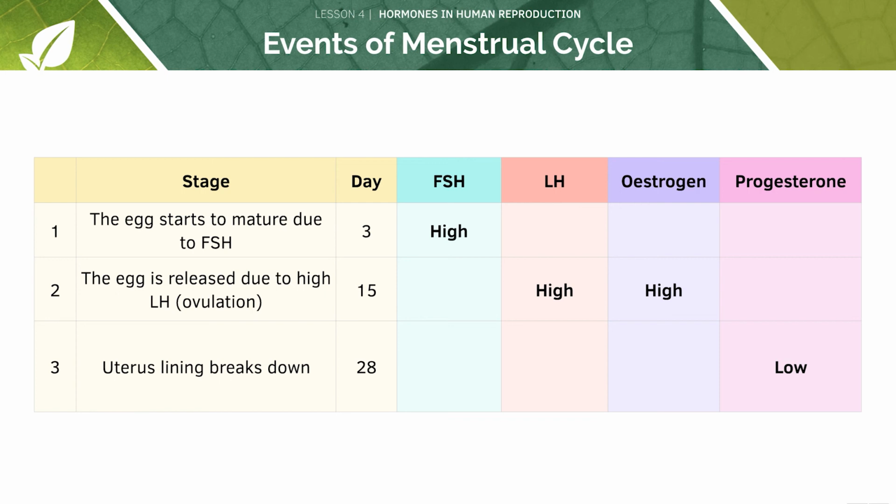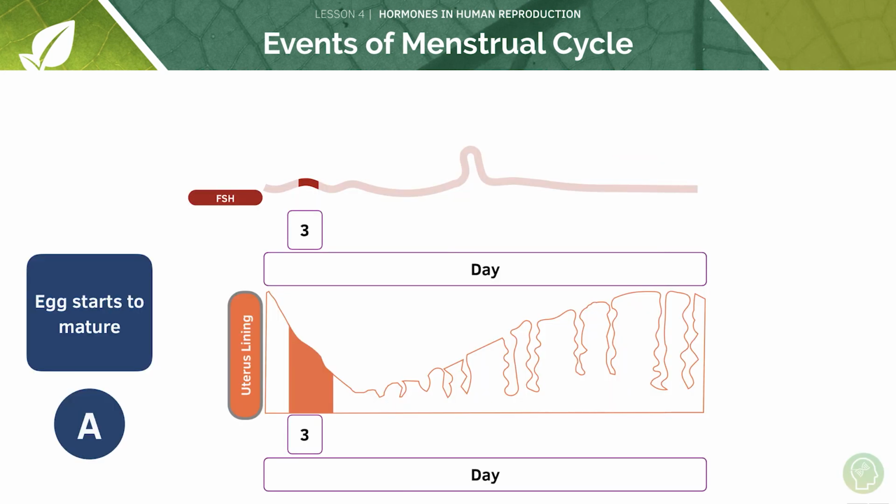Now relate this, see how I related the lining of the uterus changing in character to the egg, because remember the lining wants to be nice and thick when the egg is released, and whilst the egg is developing, the lining is also going to be developing. So we can see that here.